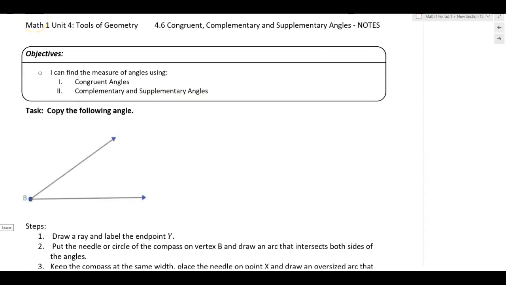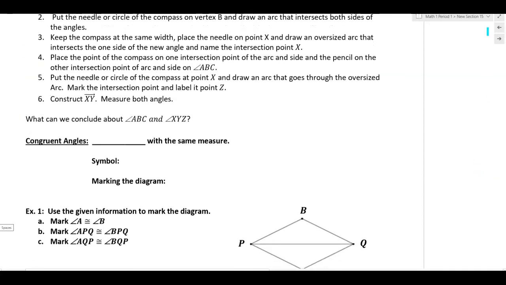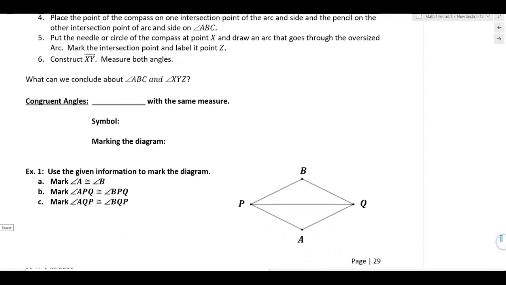Hello, Math 1. So today we are going to continue the discussion with angles, and we're going to talk about two things. One, congruent angles, and two, complementary and supplementary angles. Generally, we would go through the process of how to copy an angle, but we're just going to move down and discuss the terminology: what are congruent angles.